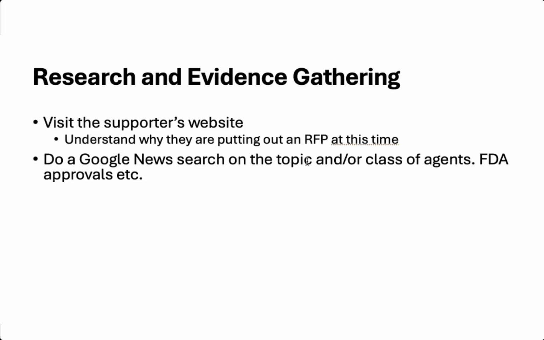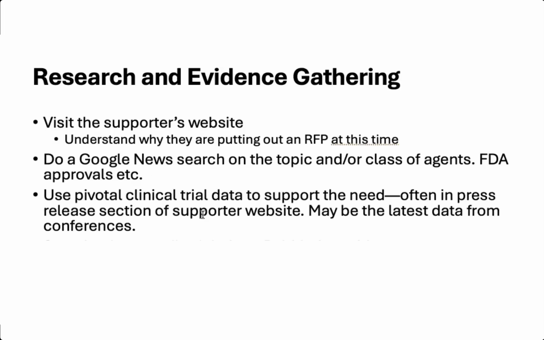The next step I would say is to do a Google News search on your topic. So when I showed you that example, NF1, do it on that, see what's happened in the news, not just a Google search, but a news search on the topic and the class of agents, MEK inhibitors, for example, and see what's recently happening. That will pull up the latest data, FDA approvals, any big conference presentations. All of those need to be in your needs assessment.